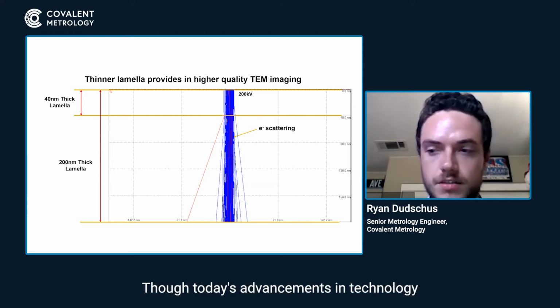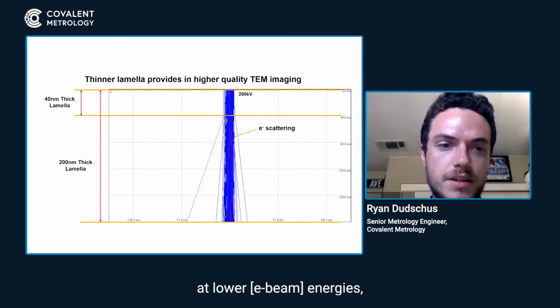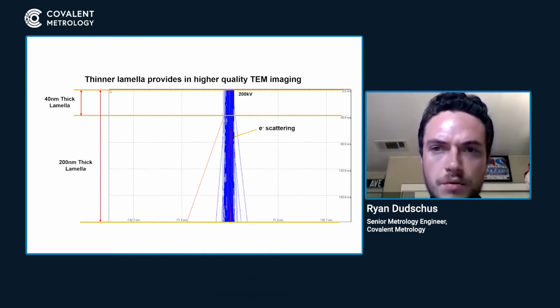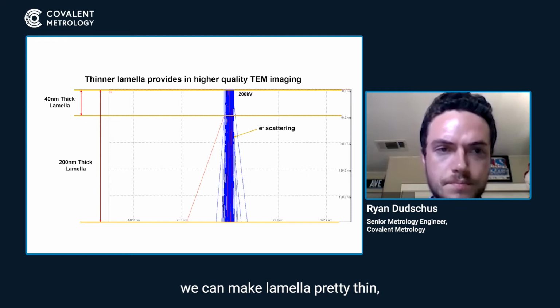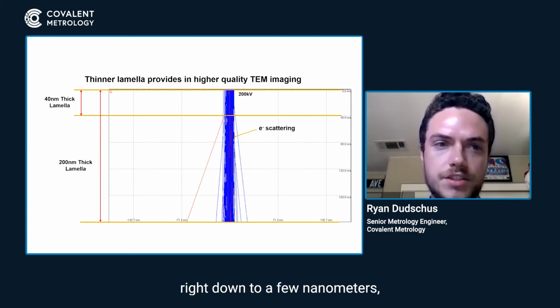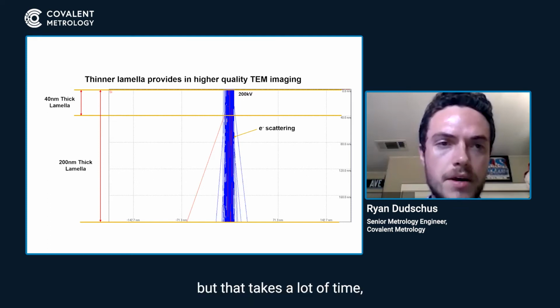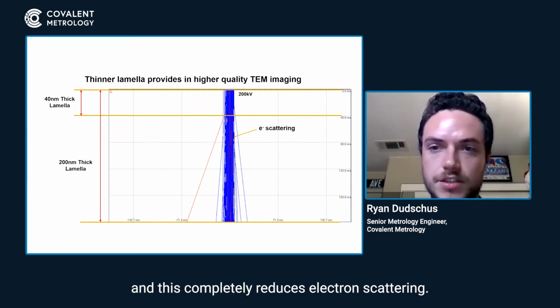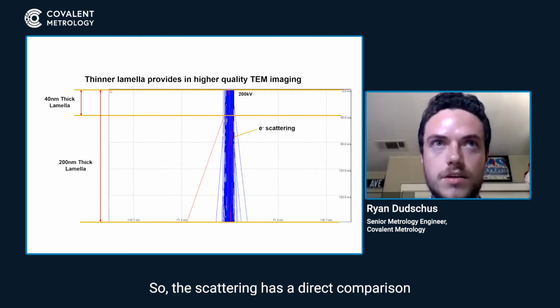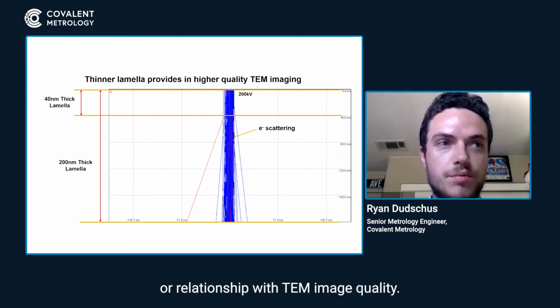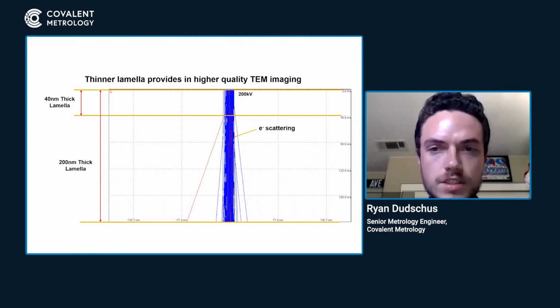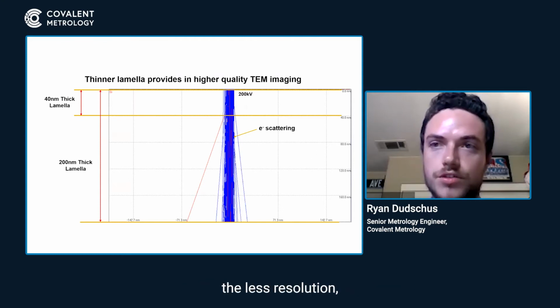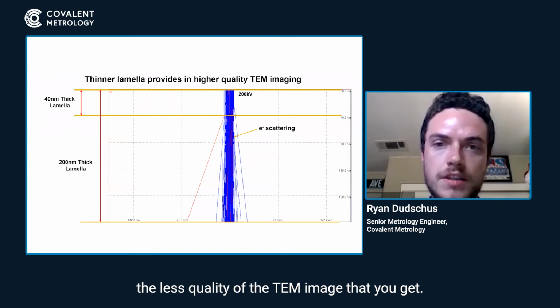But with today's advancements in technology, with gallium FIBs and getting a sharper beam at lower landing energies, we can make lamella pretty thin, down to a few nanometers, but that takes a lot of time. And this completely reduces electron scattering. This scattering has a direct relationship with TEM image quality. The more scattering you get, the less resolution, the less quality of the TEM image that you get.